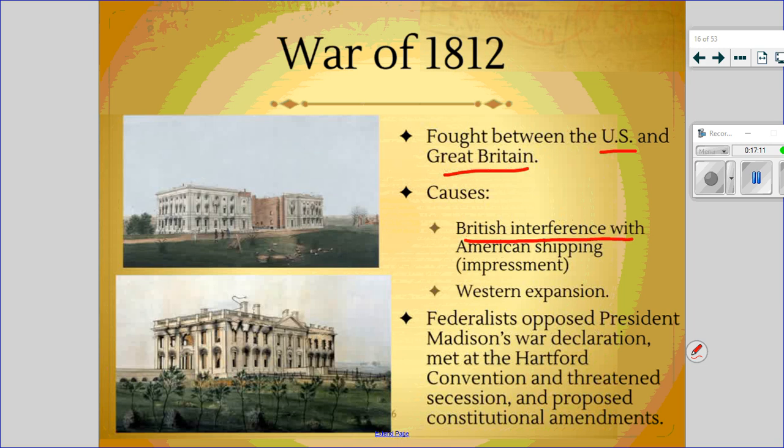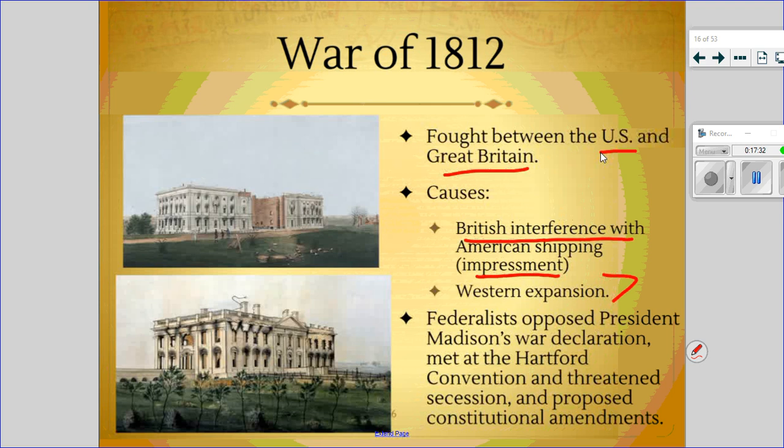Remember that British interference with American shipping, or impressment, is an issue. Also, we wanted to go west, and the British were out there on the frontier. They were inciting Native Americans to attack our westward settlers. And so a desire for westward expansion is also going to be a cause of the War of 1812.